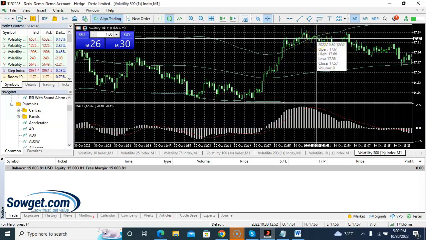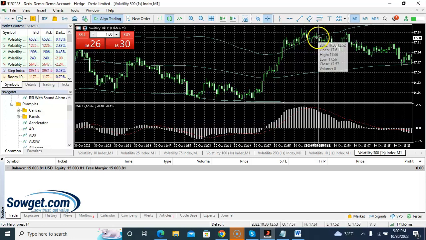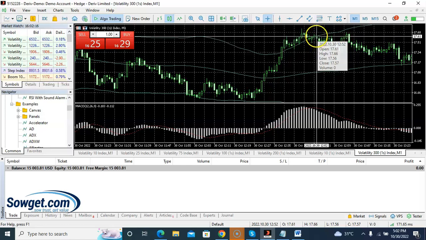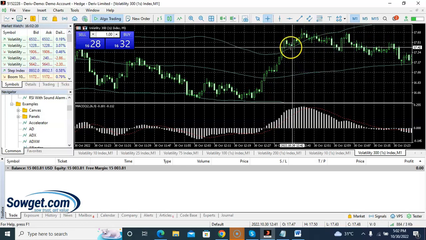So I always like to ride the trend. So that's just what I do. I ride the trend. But you can see this sell candle here. You can see it closes very well inside the upper band of the Bollinger Band. So this would have been where you exited. You would have entered here and you exit here.